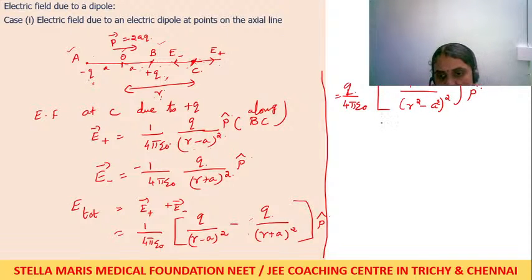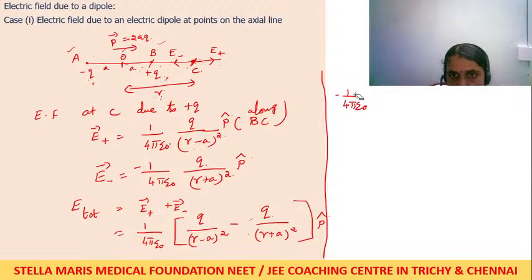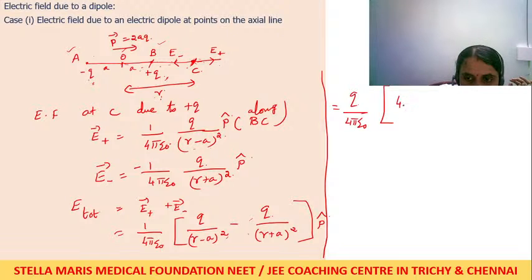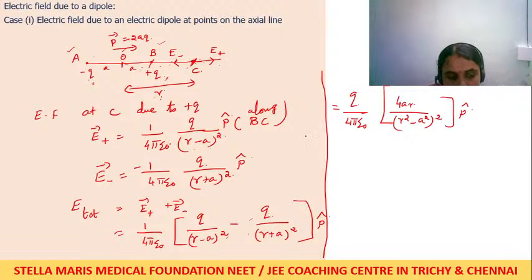Okay, when we take the LCM, oh, you can't see this line now, so I will write it down. I will directly, so take this Q value is constant, so take it out. So take the LCM, and you can get Q by 4 pi epsilon naught into 4AR divided by R squared minus A squared the whole squared into P cap.